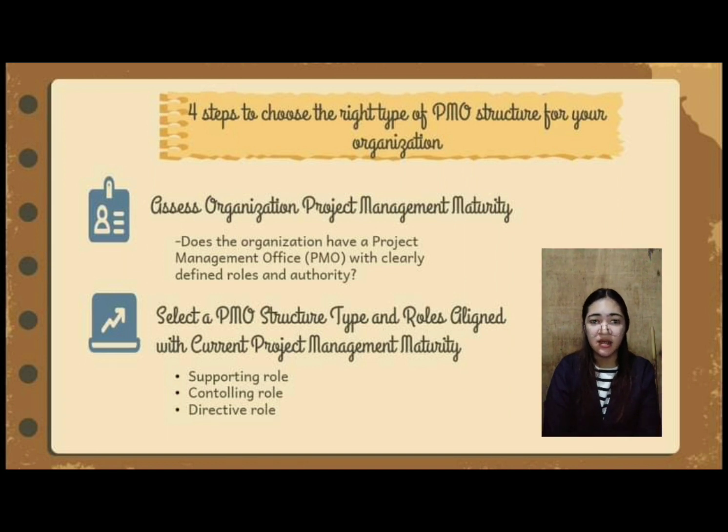And the last step is to select the PMO structure type and roles aligned with current project management maturity. This is the basis for deciding which supporting, controlling, and directive roles the PMO will perform. The focus of the new PMO must be on the supporting role, controlling role, and directive role, which I already discussed earlier.